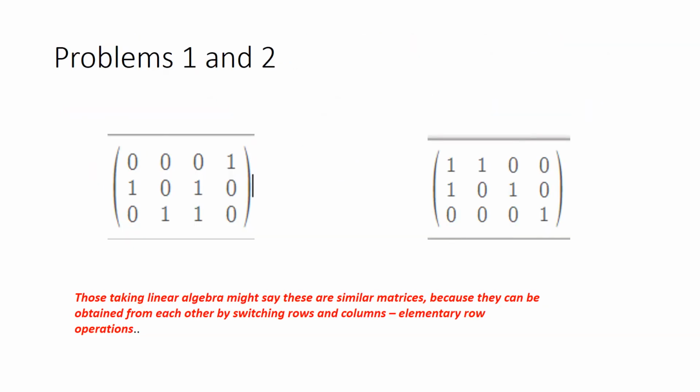Here are the solutions that you should have gotten. Now, those that are taking linear algebra might say that these are what we will call similar matrices, because they can be obtained from each other by switching rows and columns, which are also known as elementary row operations. You don't have to know that, but that could help you.